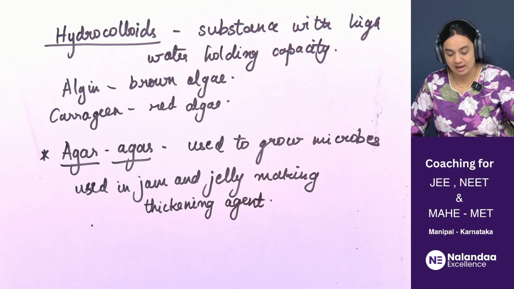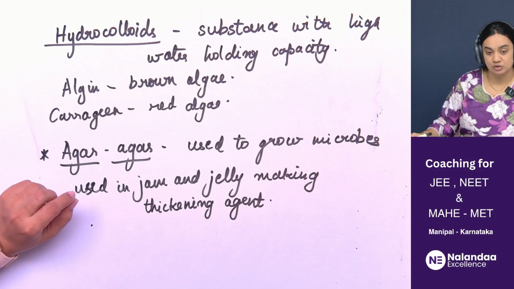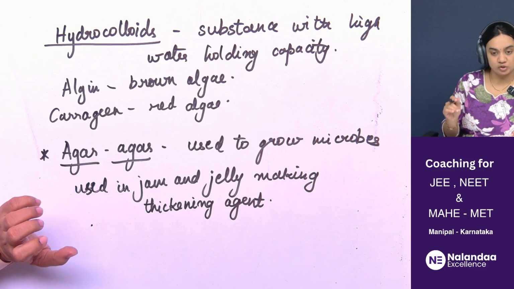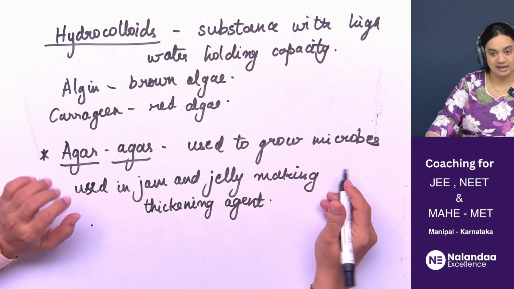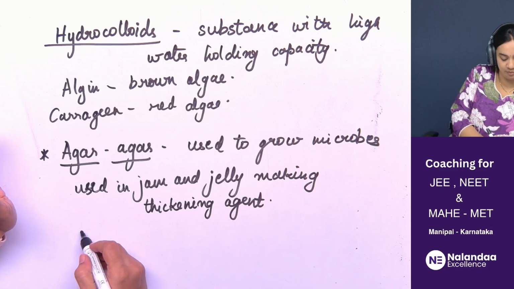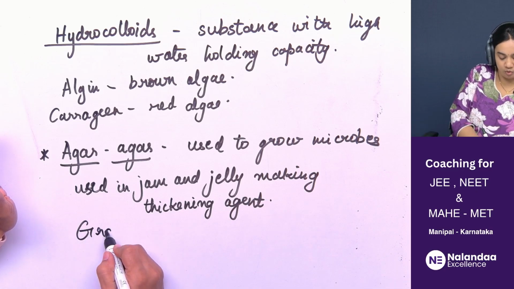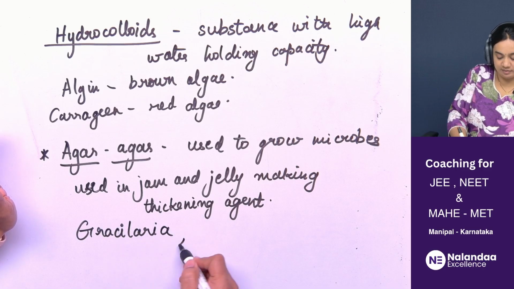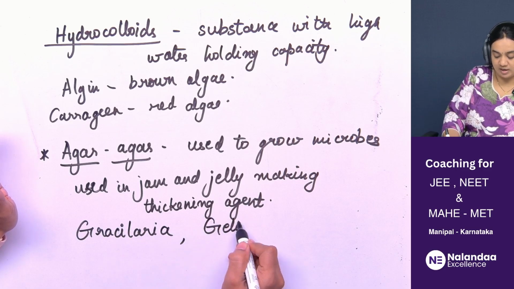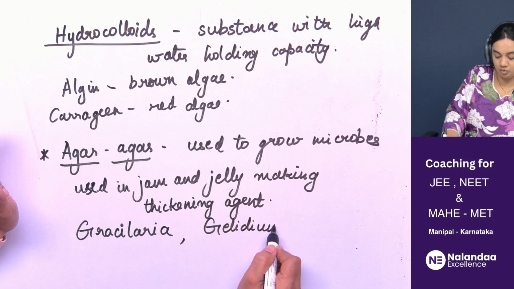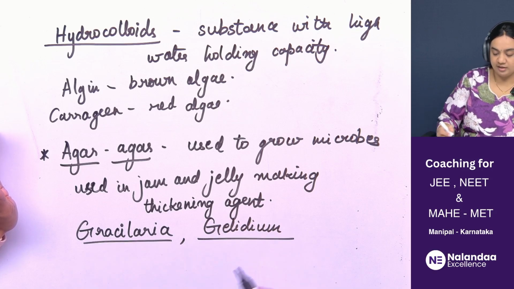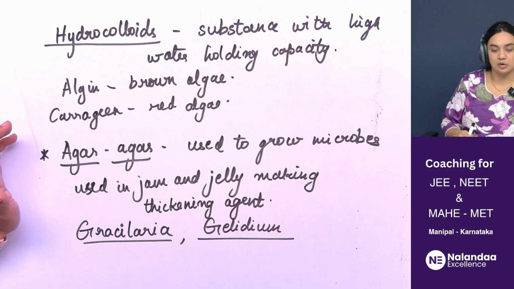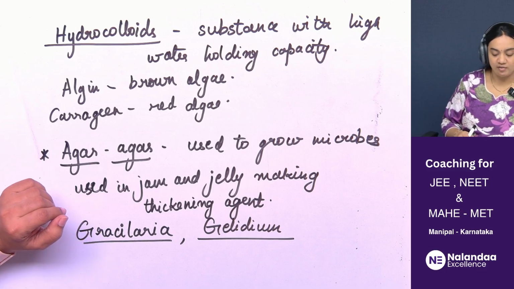Okay, so agar agar is a material that is used to grow microbes and used in jam and jelly making as a thickening agent. Now where is this agar obtained from? From two red algae, which is Gracilaria, and the other one is Gelidium. These two are what give the agar agar. Okay, clear?